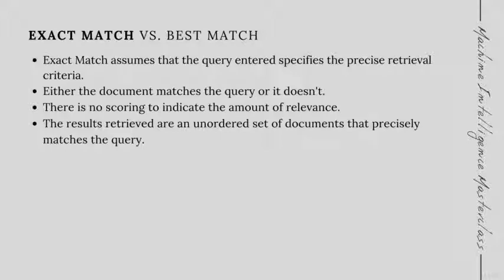Exact match assumes that the query entered specifies the precise retrieval criteria. It has binary criteria for relevance. This means that either the document matches the query or it doesn't. There is no scoring to indicate the amount of relevance. Also, the results retrieved are an unordered set of documents that precisely matches the query.